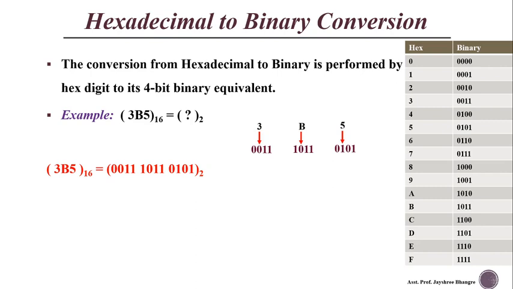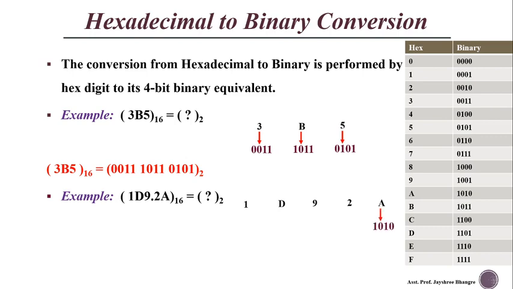So 3B5 in hex is equivalent to 0011 1011 0101 in binary. If a fractional number is given and we have to convert it into equivalent binary, then again the same process we have to follow. Write the numbers and convert each digit into its equivalent binary.